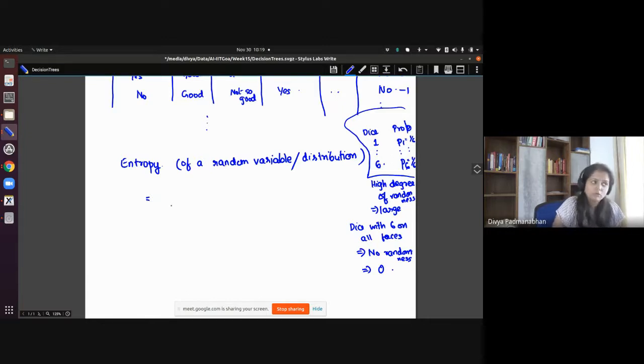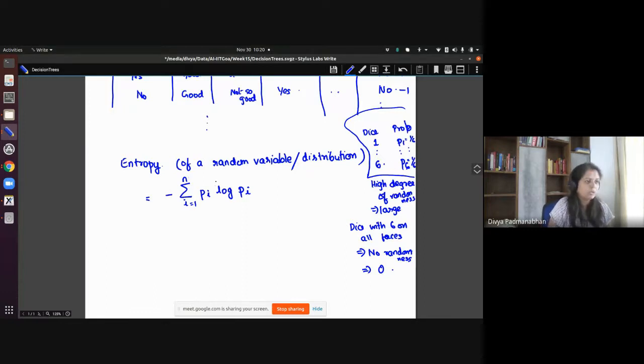So more formally, it's defined in this way. You have minus, so I'll just write the expression and I'll tell you why it's that. It's pi log pi, where pi is each of these outcomes. So if there are n outcomes for this discrete random variable, you will define it in this way.